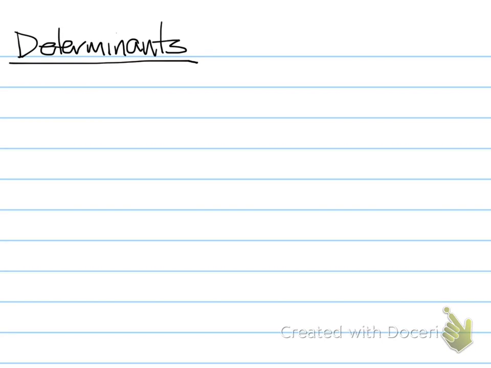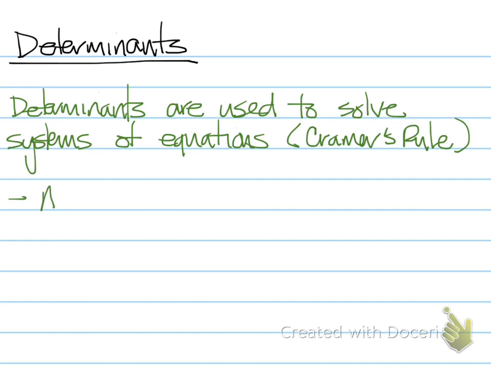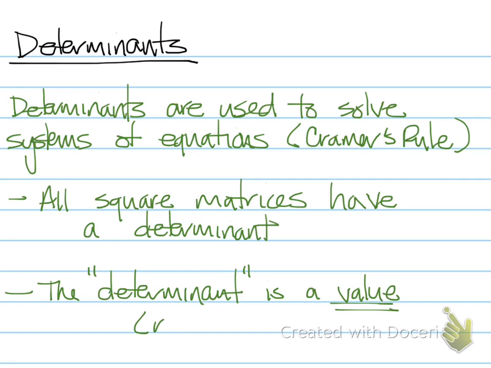All right, today's lesson is on determinants. Determinants are used to solve systems of equations using Cramer's rule. And all square matrices have a determinant. It's important to understand that the determinant is actually a value. It's not a matrix.